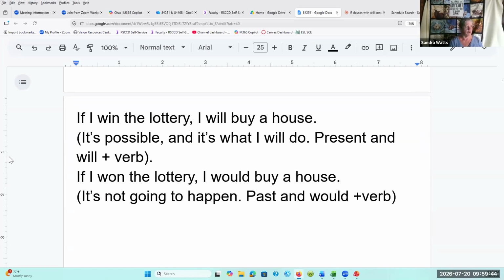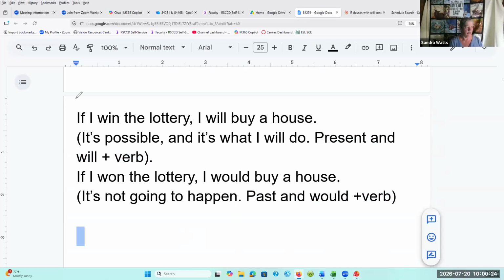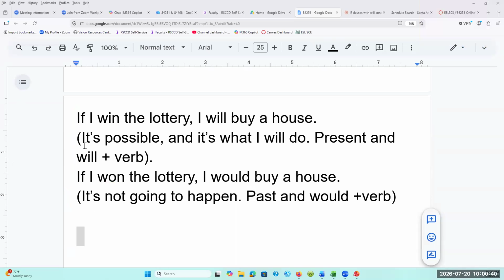Okay. So true or possible, present and will. Not true, probably not, just my imagination. Then you're going to use past and would. Okay. Otherwise, a lot of the rules are the same. Okay, the punctuation is the same rule. Cause and effect, same rule. But the grammar and the thinking, what does it mean, is definitely different. All right, everybody okay on these? So far, so good? We'll wait till we get to the practice and see where we're at, right?